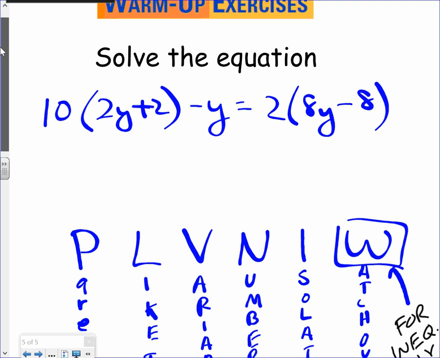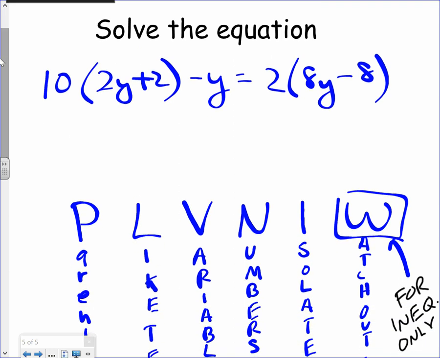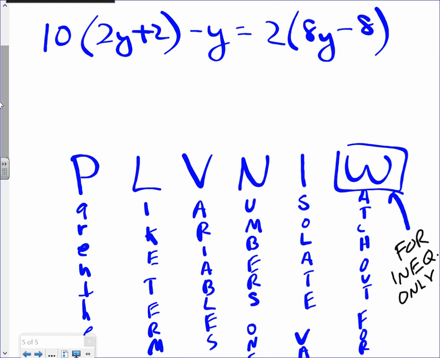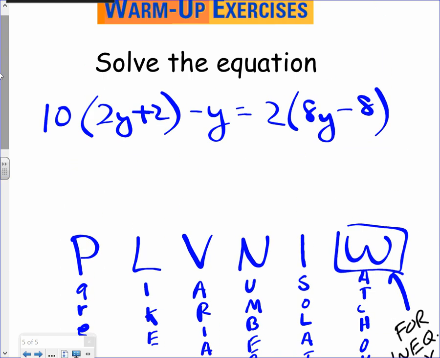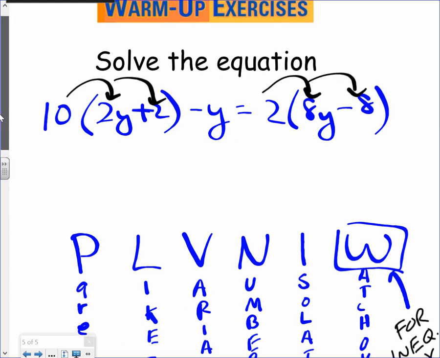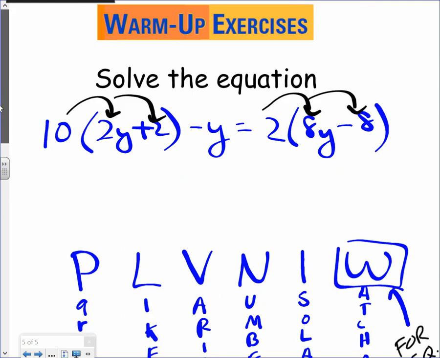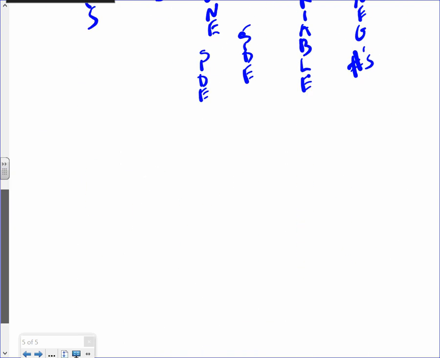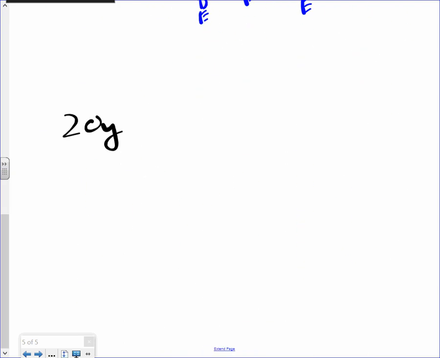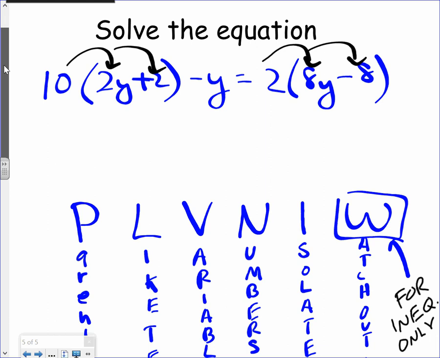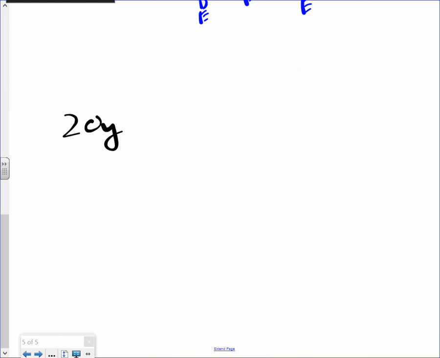Is there parentheses? There it is again. There's parentheses, so what we've got to do is distribute that puppy. Wherever I see parentheses, distribute. That's what the P stands for, parentheses. Get rid of those parentheses by distributing. So here we go. I'm going to write the result underneath our acronym. So 10 times 2y is 20y. 10 times 2, we're rocking and rolling.